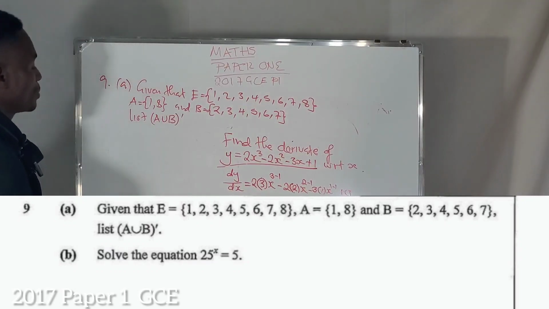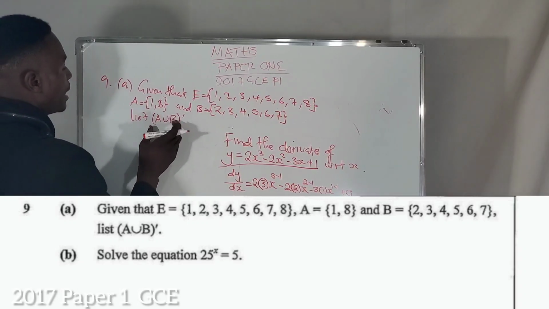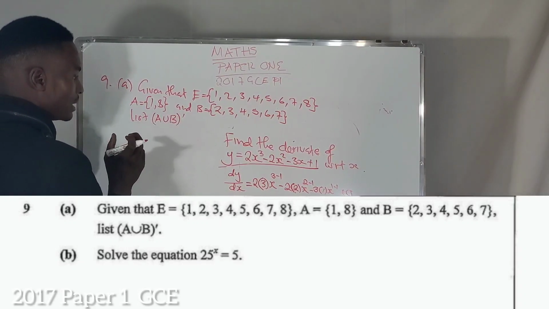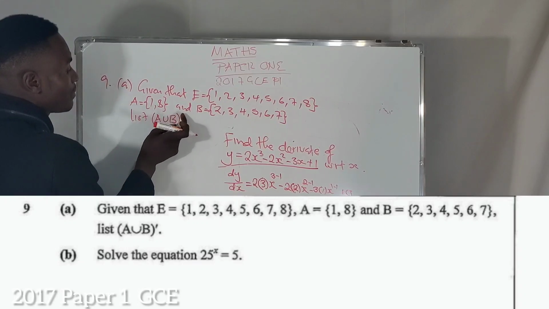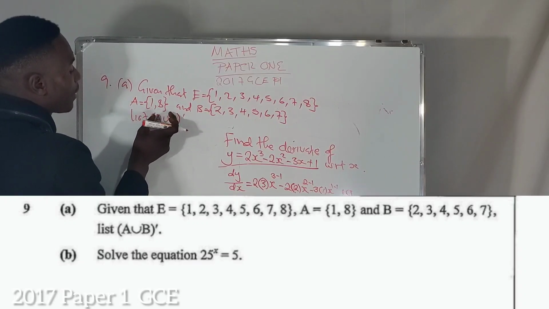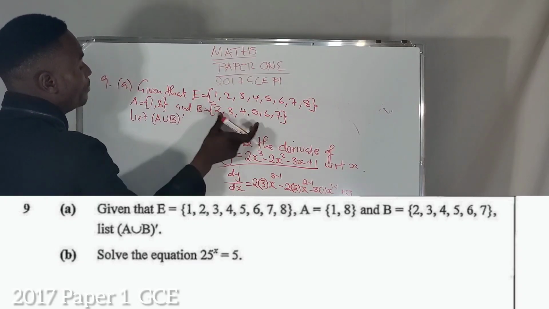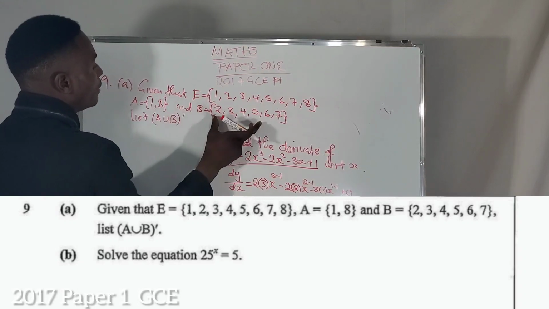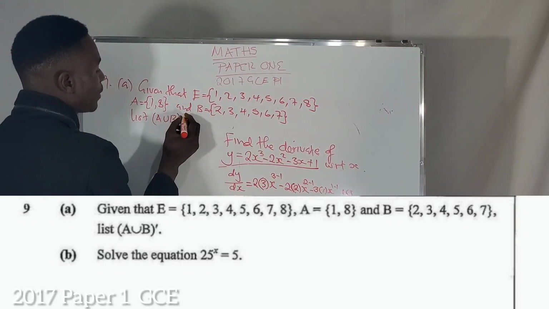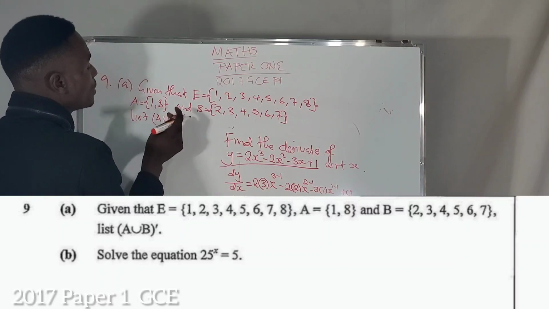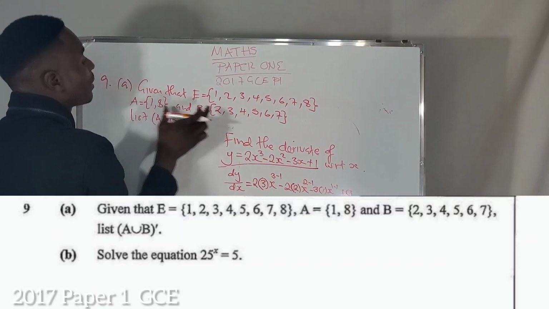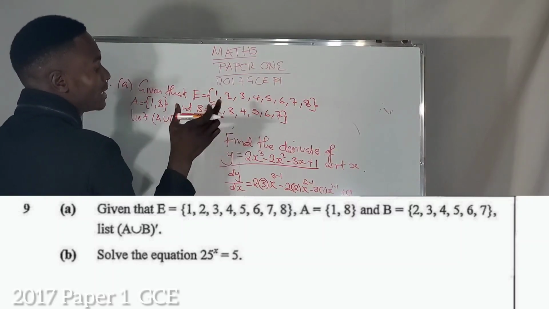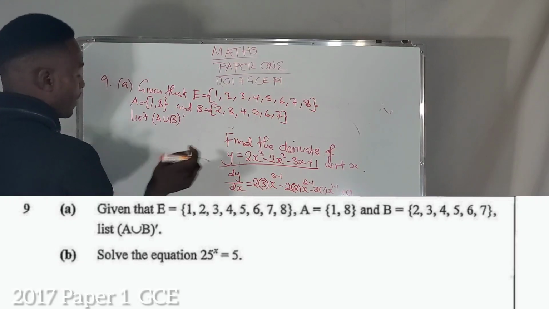So remember, when it comes to A union B complement: without the complement, A union B means combine A and B. That's the meaning of union. Then if they add a complement, it means remove what is in A and what is in B, and write what is remaining.